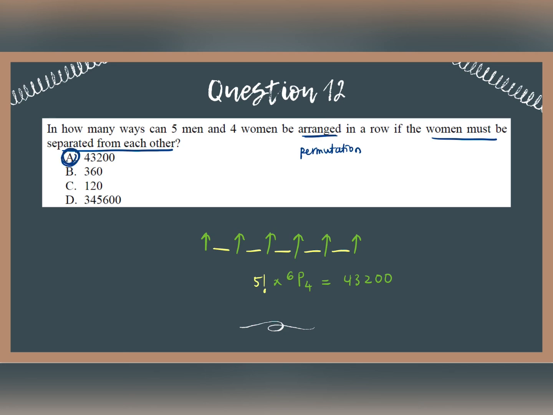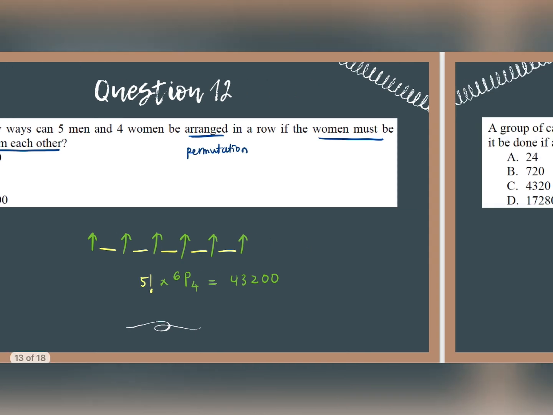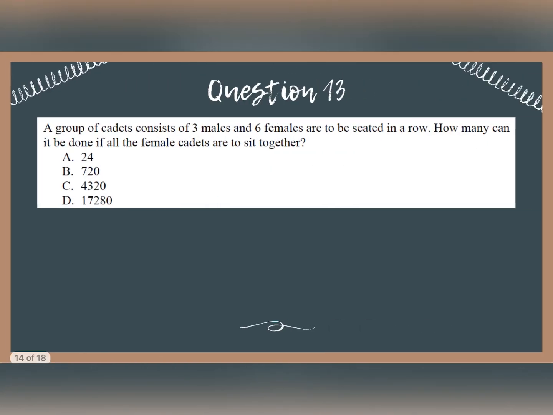Okay, next question number 13. A group of cadets consists of 3 males and 6 females are to be seated in a row. Seated in a row, kita nampak ada arrange kat situ. So it is a permutation. So how many can it be done if all the female cadets sit together?